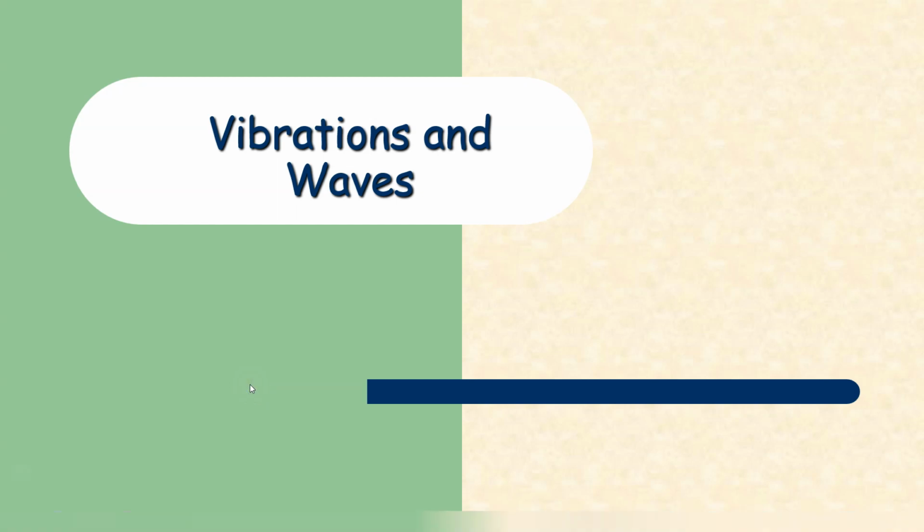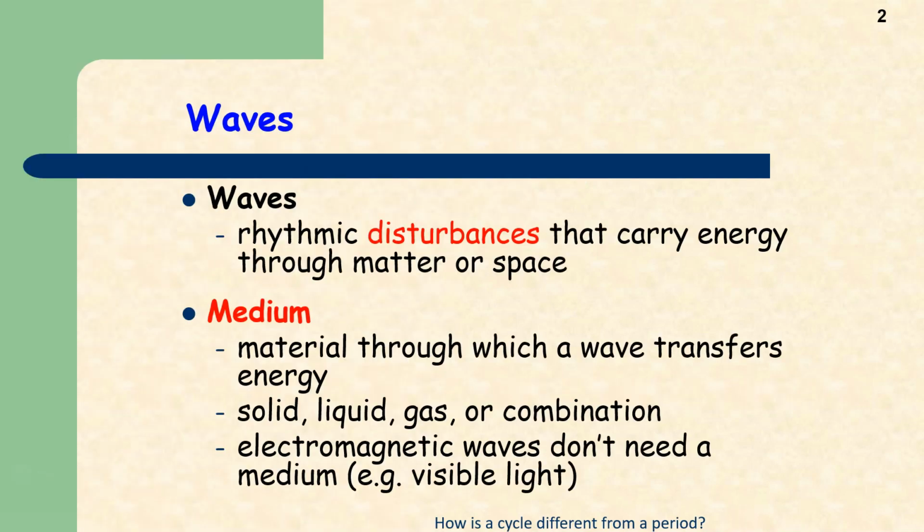Okay, so I wanted to go over just a few things about vibrations and waves, just some basic notes. Most of these you will probably already know. First of all, what is a wave? Well, a wave is a rhythmic disturbance that carries energy through matter or space.